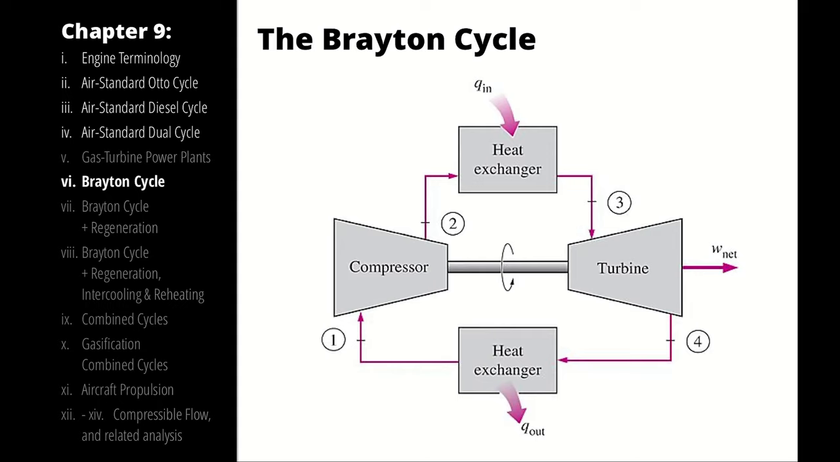Therefore, our four processes of the Brayton cycle are isentropic compression, unless we are given enough information to deduce otherwise, isobaric heat addition, isentropic expansion, and then isobaric heat rejection. And remember, this process doesn't actually exist. It's just there to complete the cycle. So that represents exhausting the exhaust gases to the atmosphere, allowing them to cool back down before they are brought back into the engine again.